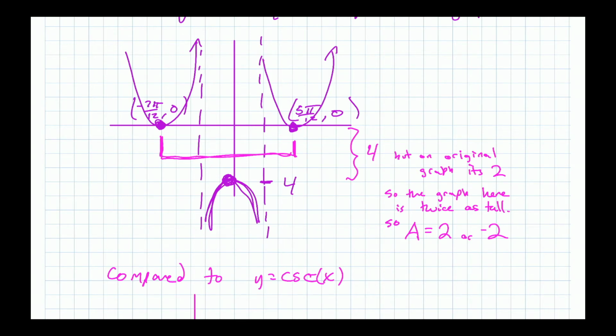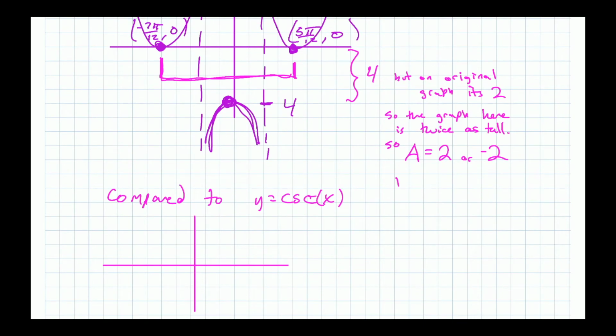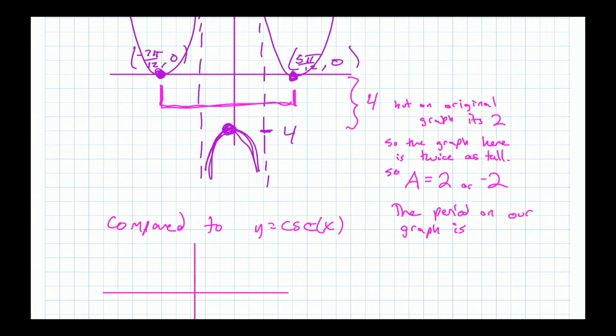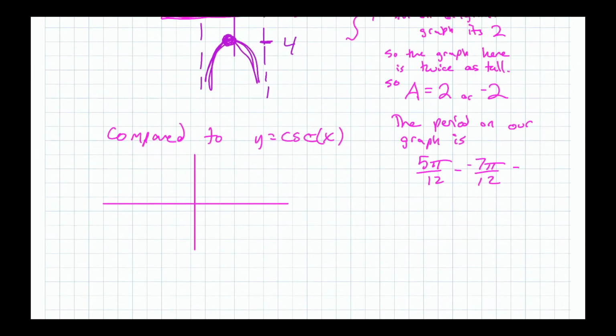What's the period here? Well, you have to calculate that, right? The period on this graph is the distance between those 2 points. So you have to calculate it as 5π/12 minus 7π/12. So basically you're just adding those together, and you get 5π/12 plus 7π/12 is 12π/12, which is pi, right? So the natural period is 2π. This one is pi. So it's been compressed by a factor of 2.